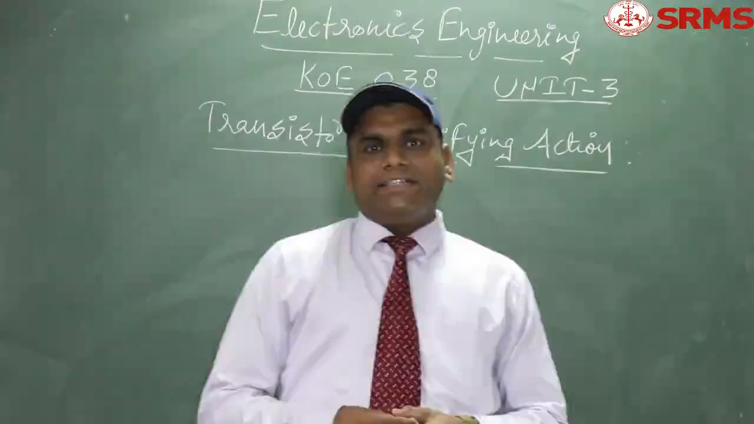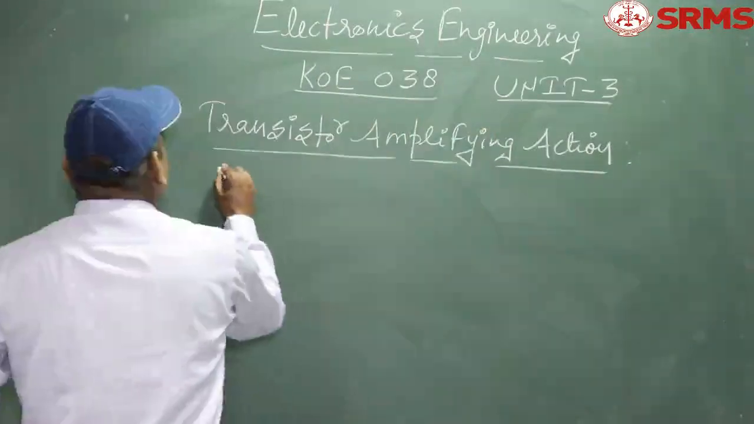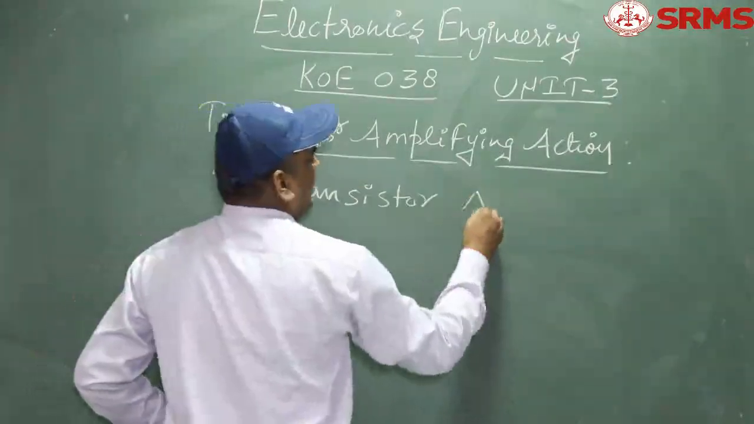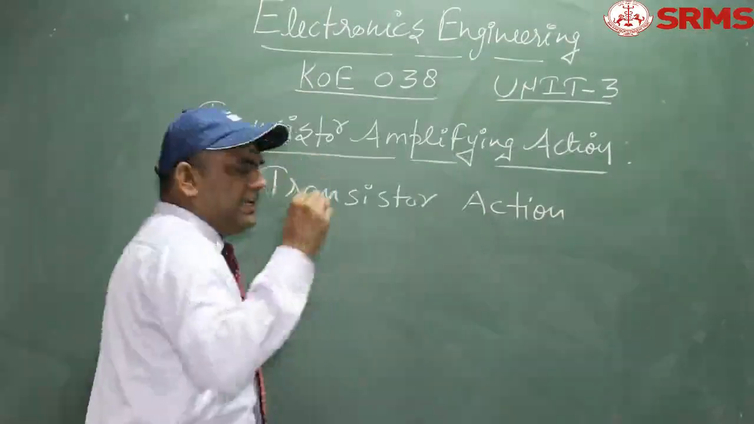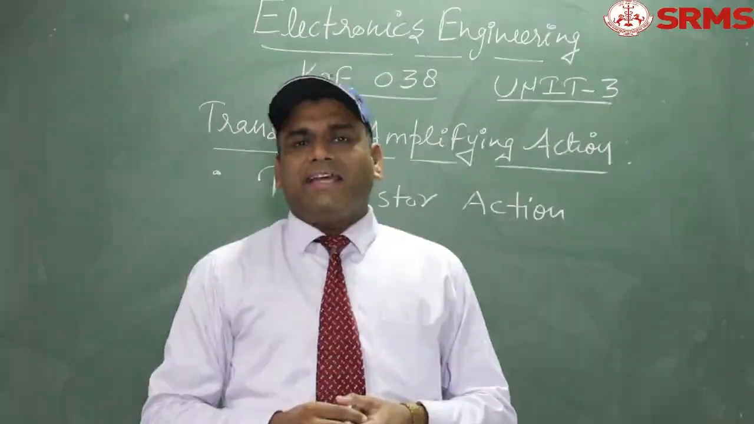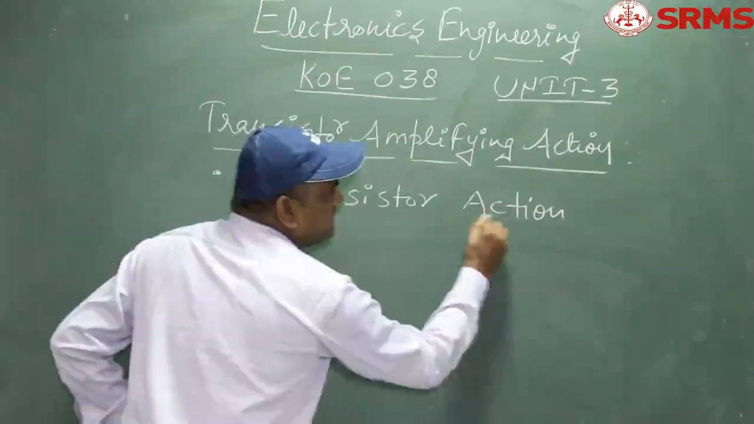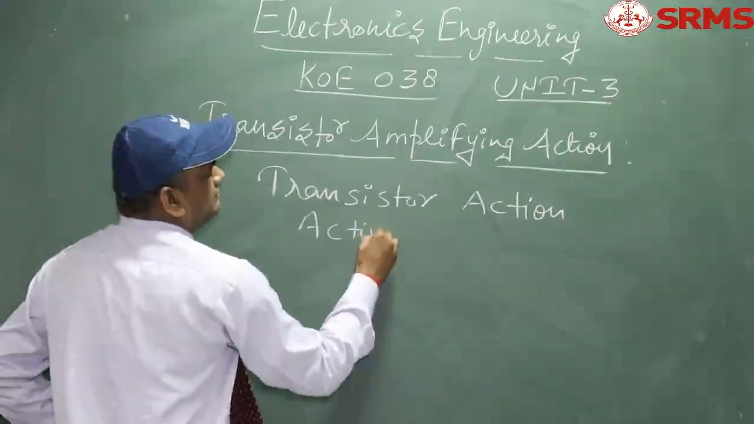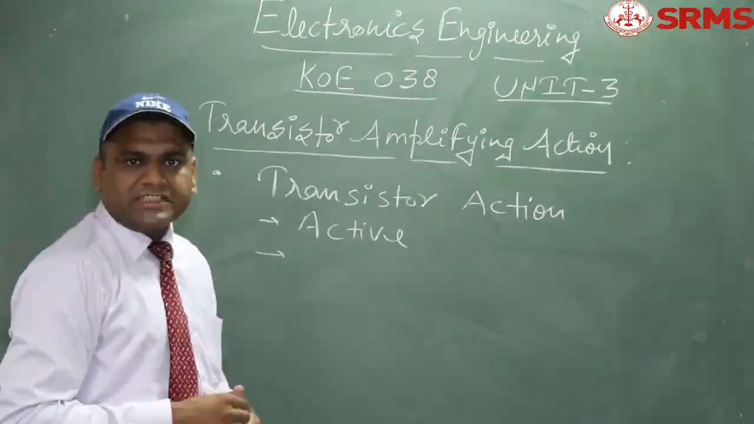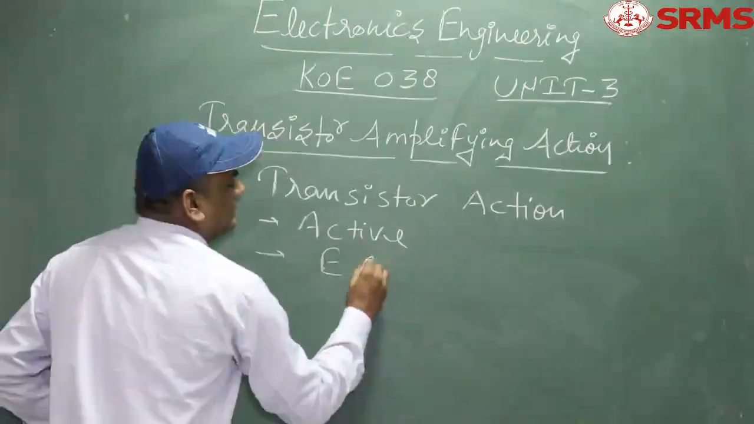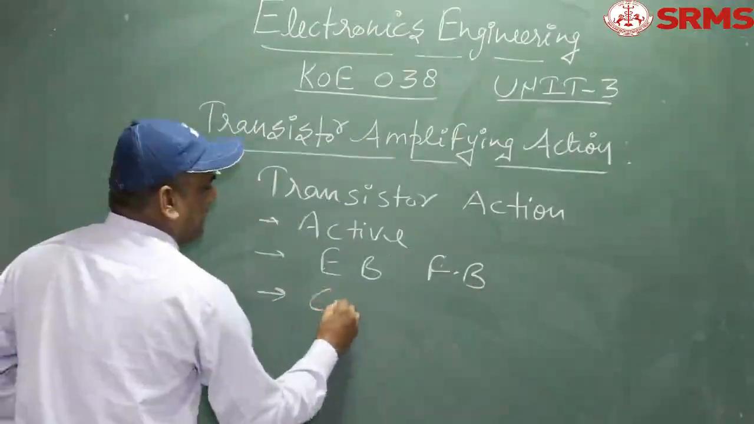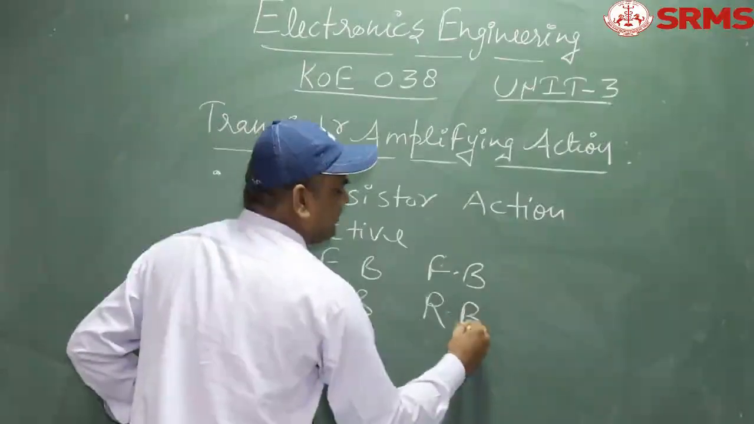In the last class we were discussing transistor action, in which we have seen how the transistor operates with the emitter base junction and the collector base junction. If we want to operate the transistor in the active region, the emitter base junction must be forward biased and the collector base junction must be reverse biased.